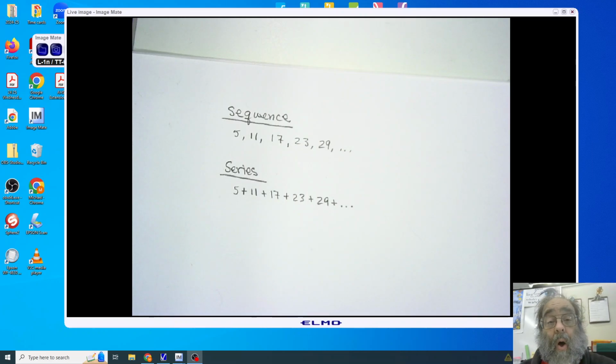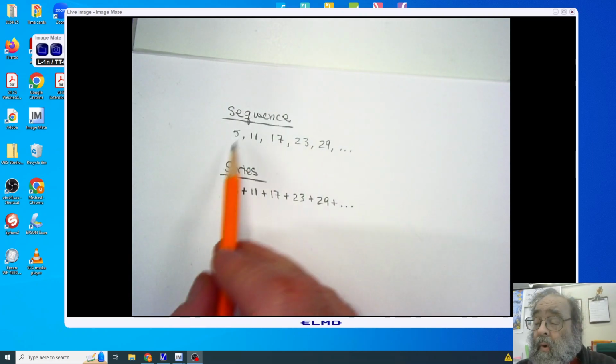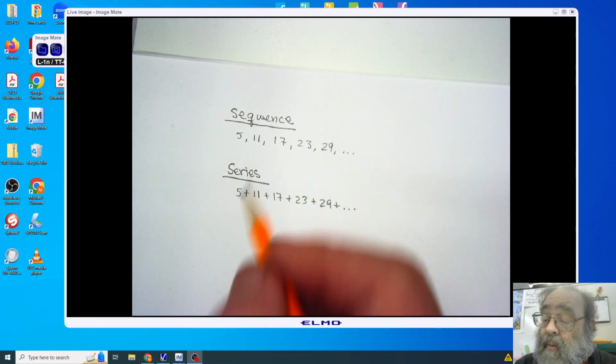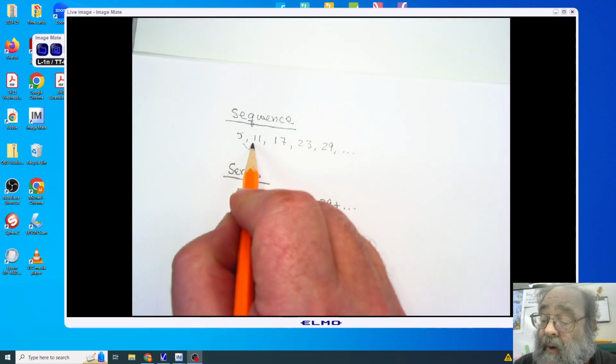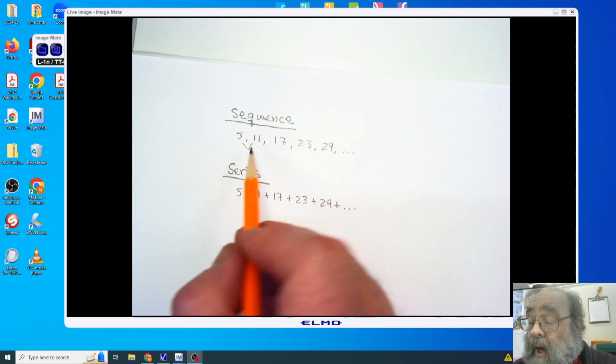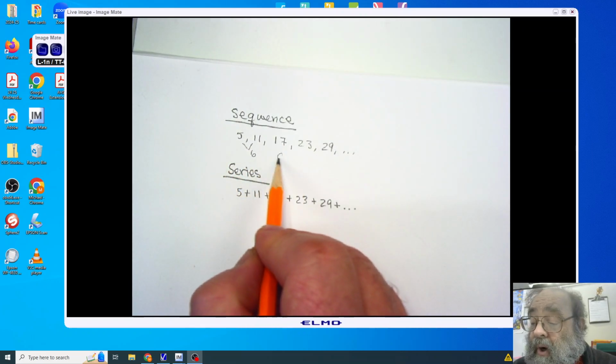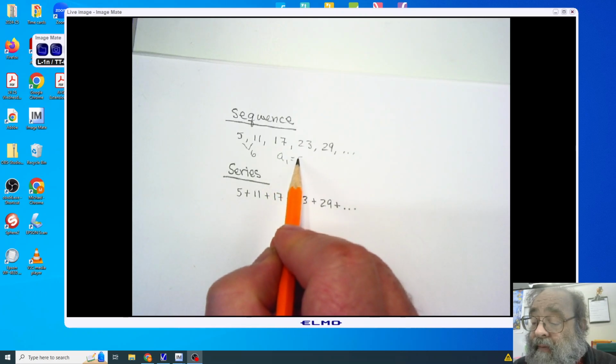Now, we can always find the rule that gave us the sequence. And the rule that gave us the sequence can be found by finding our difference between the terms. And you'll notice the difference between each term is 6. And the first term is a sub 1 equaling 5.